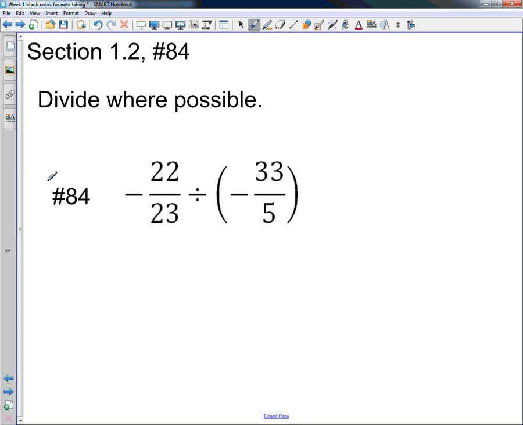So the rule with dividing is we're going to change division into multiplication. And we're allowed to do that if we take the reciprocal of the one and back. So when I mean the reciprocal, all I mean is flipping it. So it becomes 5 over 33. The one in front stays the same as negative 22 over 33. So all we're doing is we're changing it to multiplication by flipping the second one.